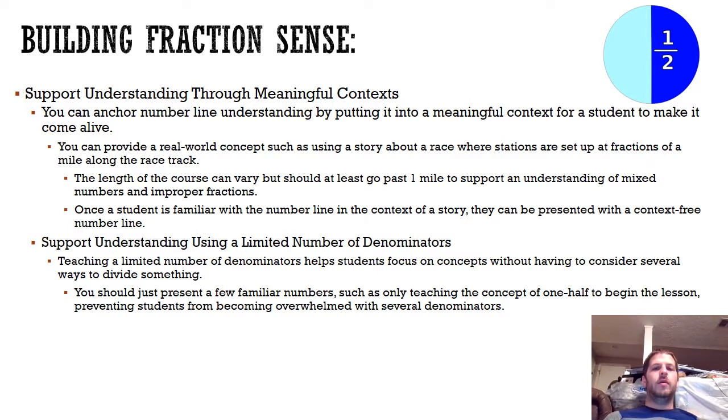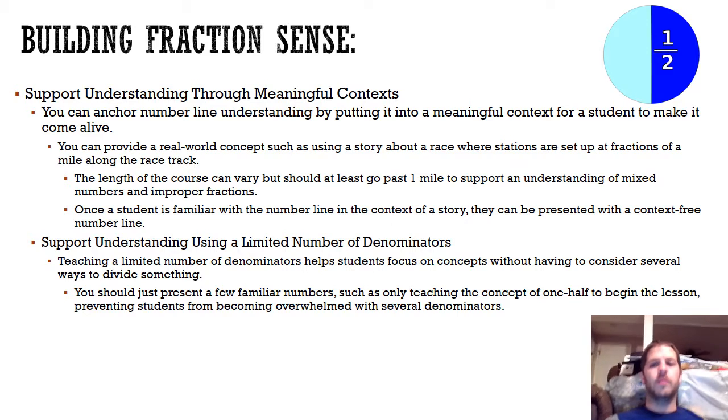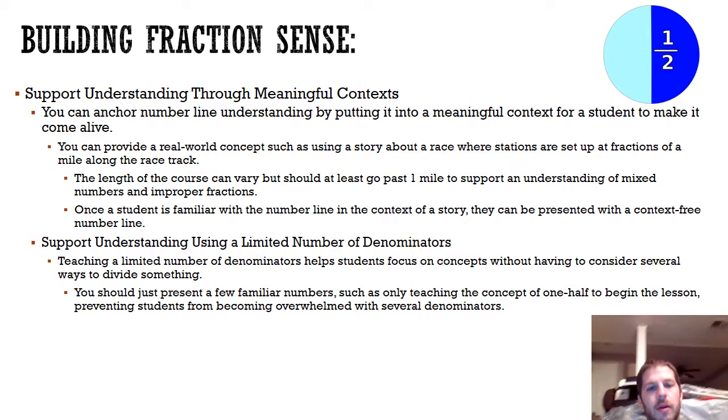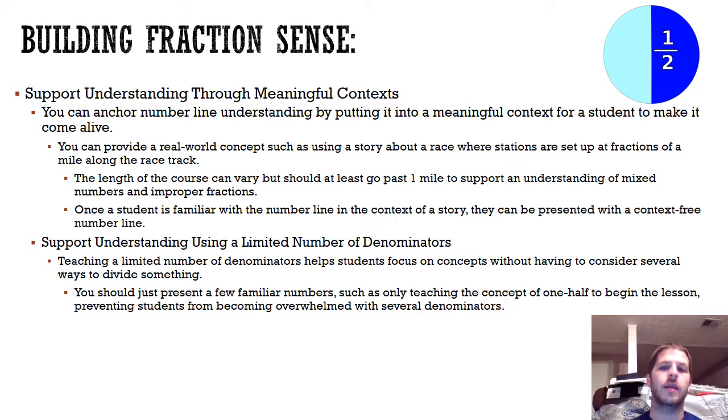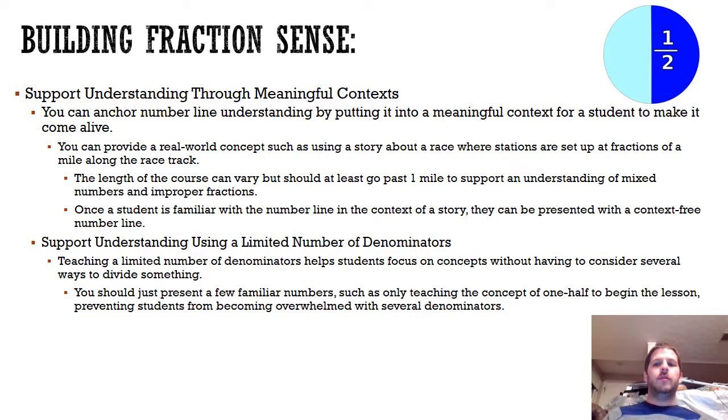You can provide a real-world concept such as using a story about a race where students are set up at fractions of a mile along the racetrack. The length of the course can vary but should at least go past 1 mile to support an understanding of mixed numbers and improper fractions. Once a student is familiar with the number line in the context of a story, they can be presented with the context-free number line.